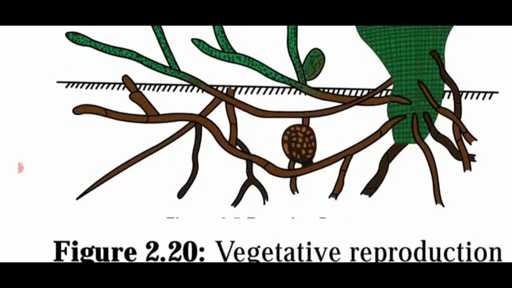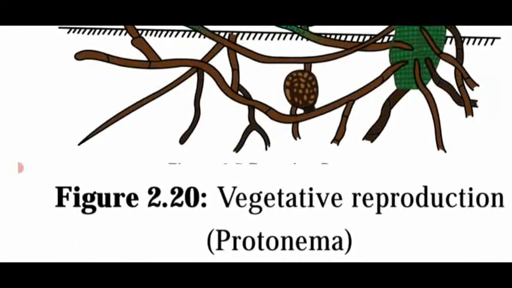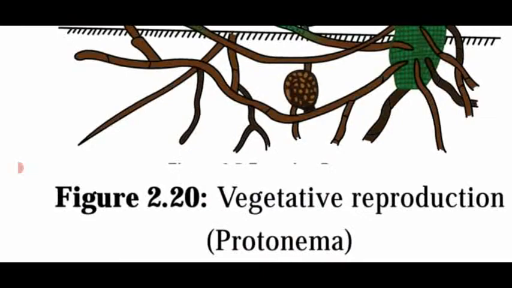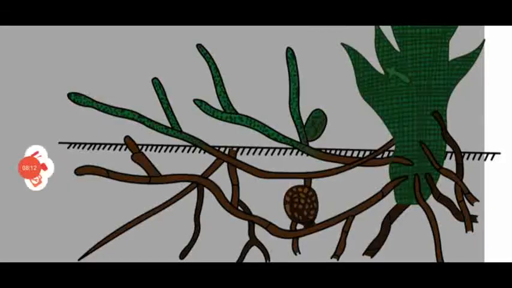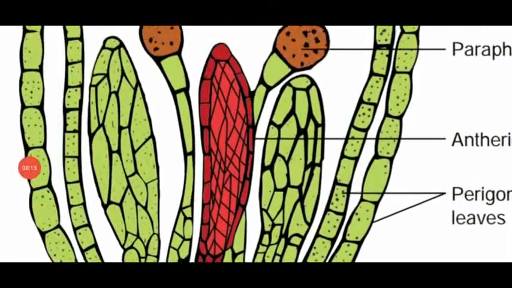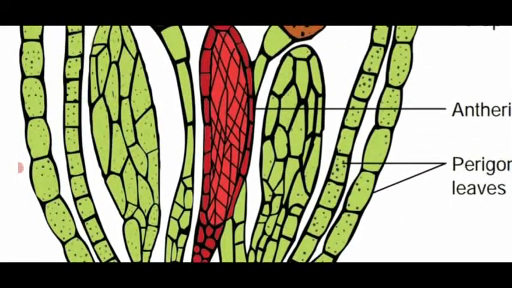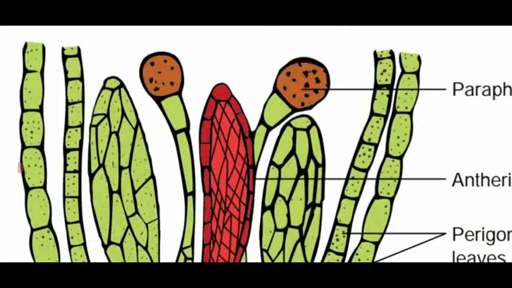Then the rhizoids are produced, along with oval-shaped bulbils responsible for vegetative reproduction. So this is the protonemal stage of Funaria. Dear students, this is the antheridial head. The antheridia are produced in a cluster on the antheridial branch.